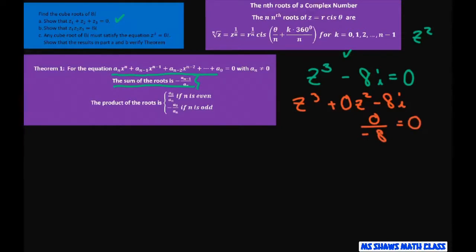And then for the product of the roots, we're going to use our negative, because this is negative when you have it in this form. So we use the negative, and our constant term is negative 8i, and the current term would be 1. So this equals 8i.